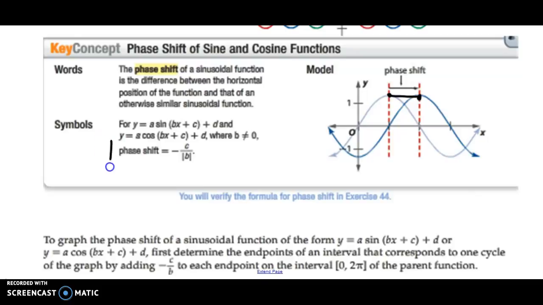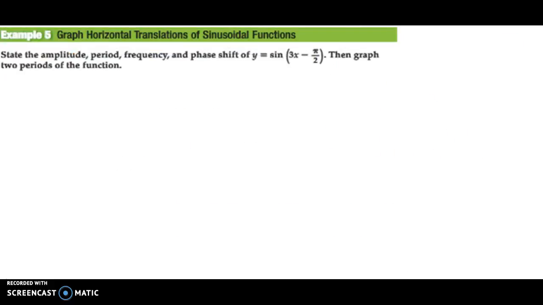And the way we find phase shift is using this equation right here: negative c over the absolute value of b. So if we know c and we know b, we can figure out what our phase shift is, the amount that it moves over. Let's look at a problem.